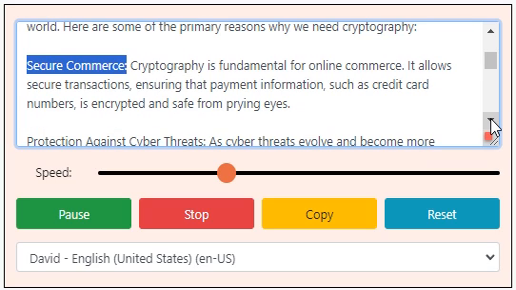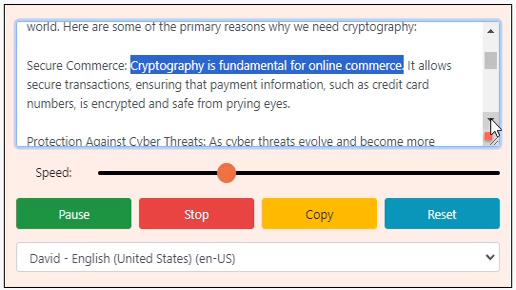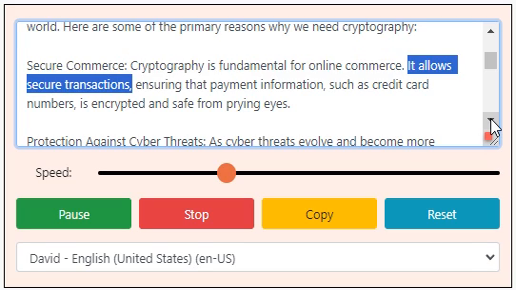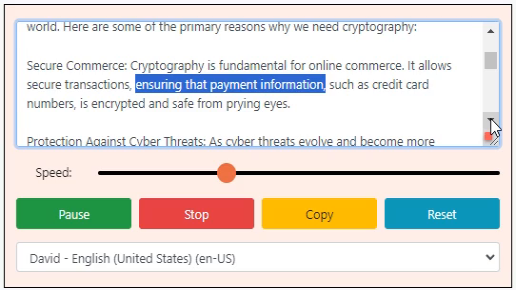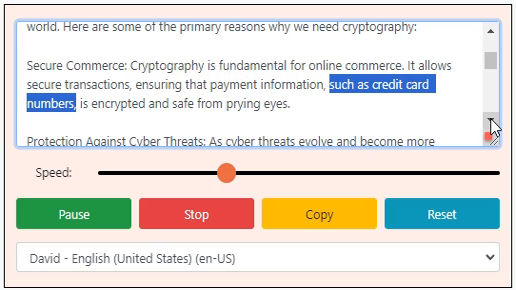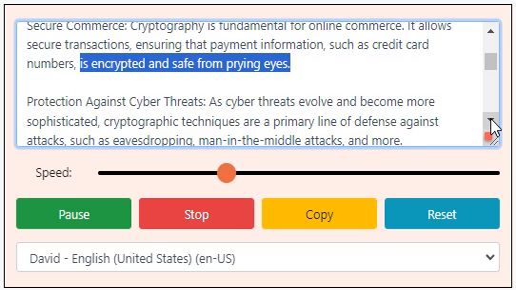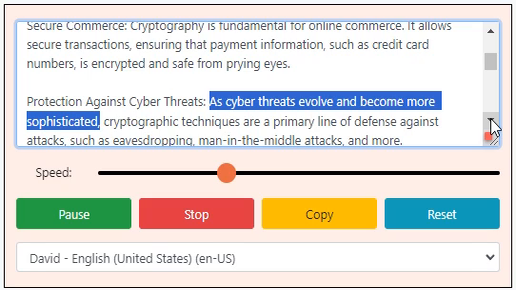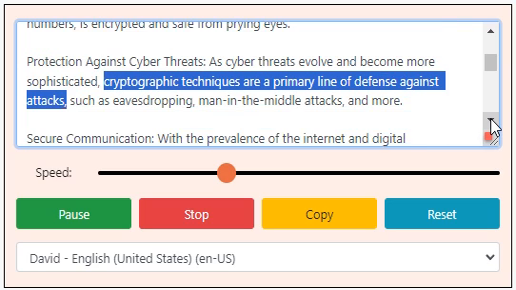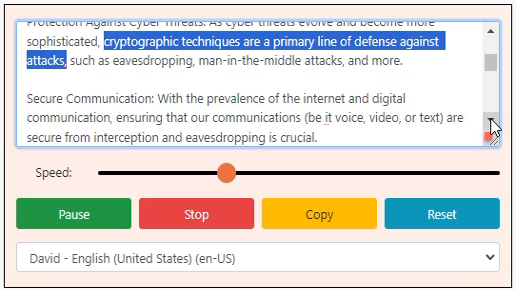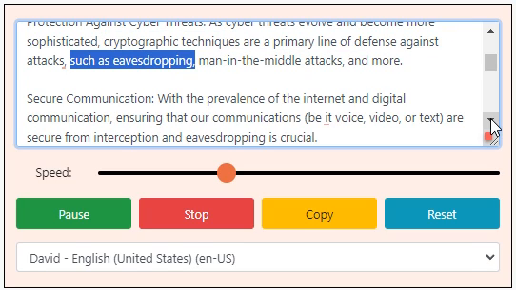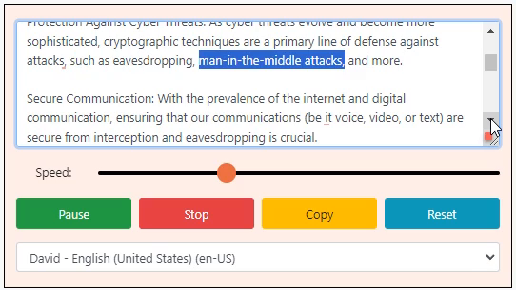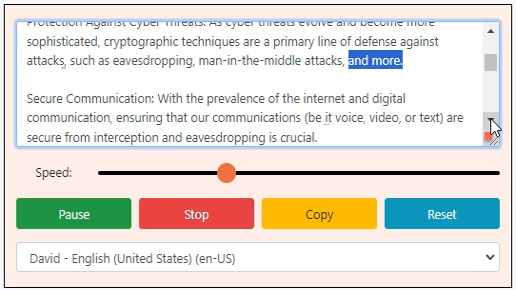Secure commerce. Cryptography is fundamental for online commerce. It allows secure transactions, ensuring that payment information, such as credit card numbers, is encrypted and safe from prying eyes. Protection against cyber threats. As cyber threats evolve and become more sophisticated, cryptographic techniques are a primary line of defense against attacks, such as eavesdropping, man-in-the-middle attacks, and more.